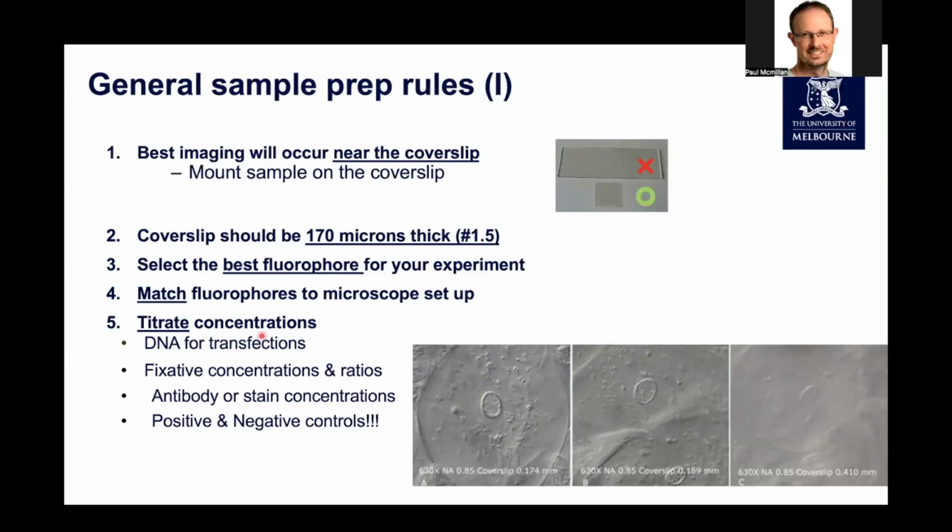So if you're doing transfections, titrate the DNA concentrations. If you're doing experiments where you're fixing samples, then fix the concentrations and the ratios that you have of each of the fixatives. Same for antibodies or stain concentrations. Try and optimize those as much as possible. And again, really important, this is still a scientific experiment that we're performing, so you need positive and negative controls within your experiments.